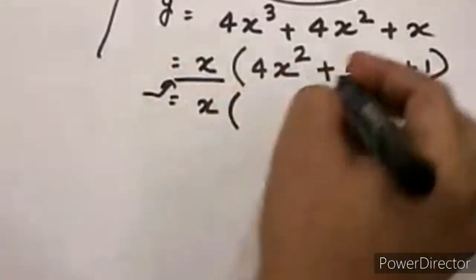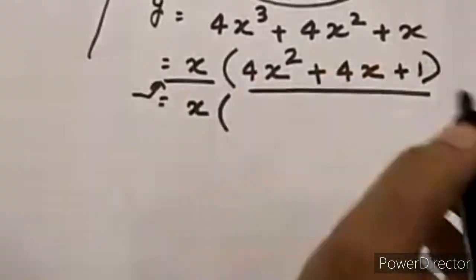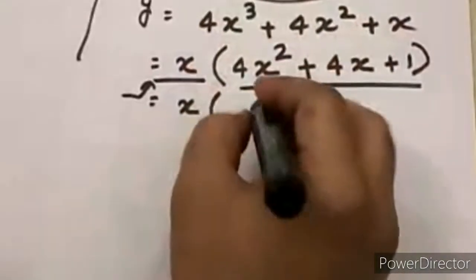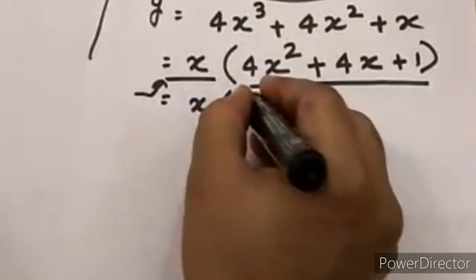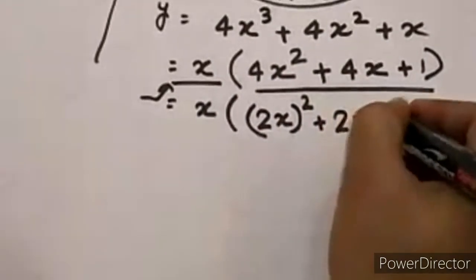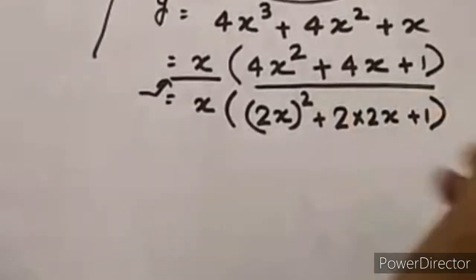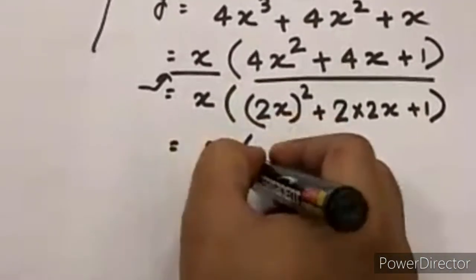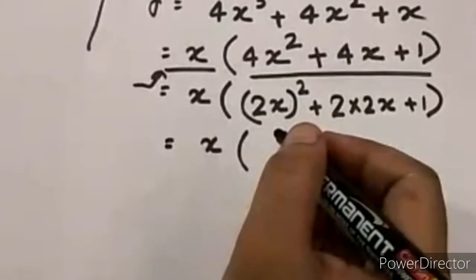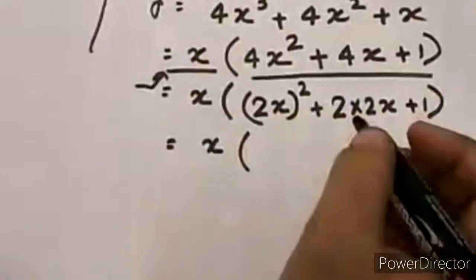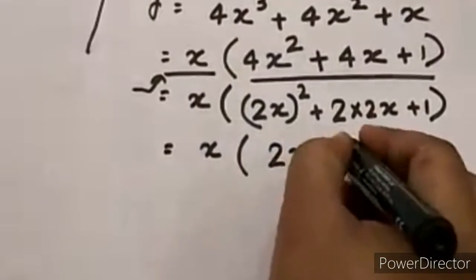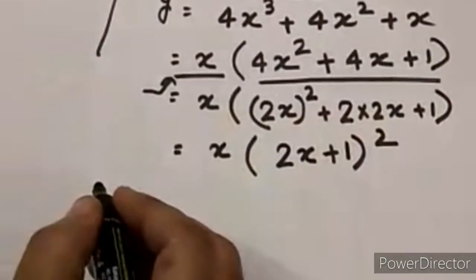x is one factor. Can we find the subsequent factor for this function 4x square plus 4x plus 1? Definitely. 4x square can be written as (2x) square, and 4x can be written as 2 into 2x into 1. So if you recall, (a plus b) whole square is equal to a square plus b square plus 2ab. Similarly, here we can write this function as (2x plus 1) whole square.